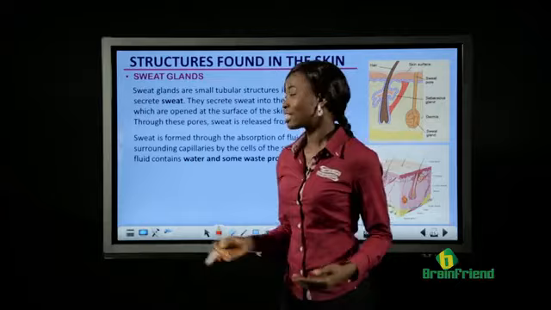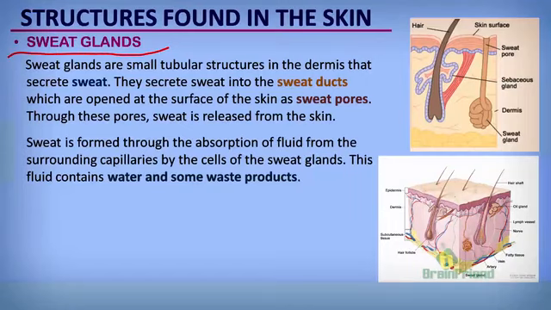The next structure in the skin is the sweat glands. Sweat glands are small tubular structures present in the dermis of the skin. We cannot see them on the surface of the skin, but they are always there. If you take a look at this structure, you find the sweat gland. They are deep in the dermis and they always form a coily structure. What do they do? The sweat glands secrete sweat to the surface of the skin.